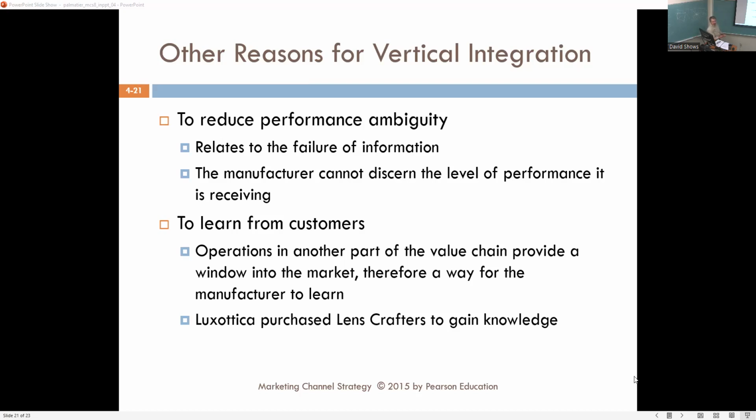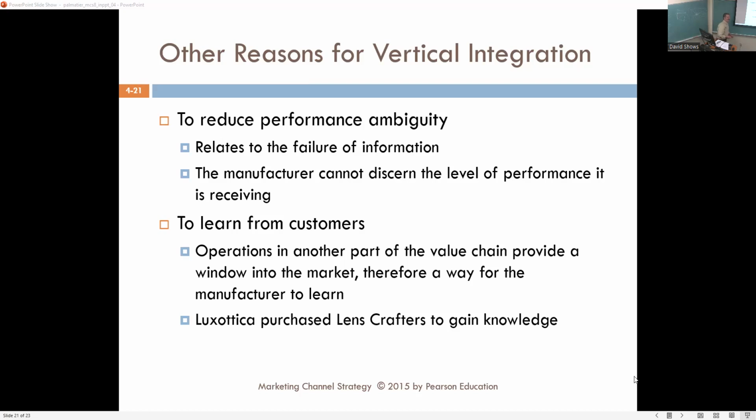So when you get your MBAs or you're doing your management, organizational culture can be the make or break between two organizations merging together. And unfortunately, Luxottica really messed up their chances when they bought LensCraft. They bought it so that they could understand the American idea of selling glasses that way. It didn't work out. They didn't reduce their performance ambiguity. They didn't learn from their customers, and so it failed.